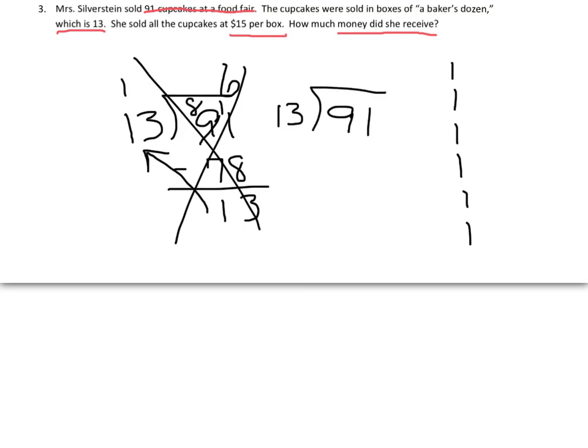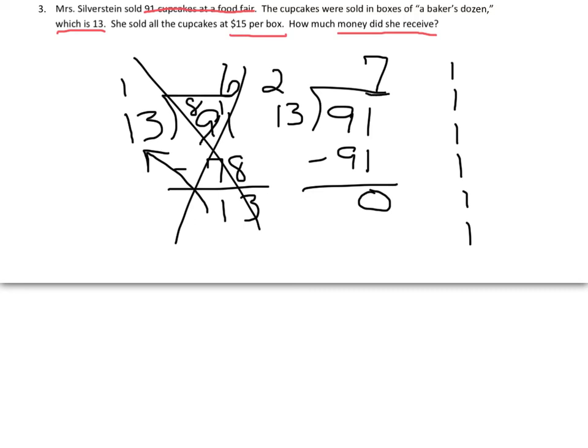We're going to try 7 now. Let's see if 7 works out with this equation. 7 times 3 is 21. Carry the 2. 7 times 1 is 7, plus 2 is 9, and sure enough, that works out. So what we get here is we know that Mrs. Silverstein sold 7 boxes of her cupcakes at a food fair. That doesn't solve the question, though.